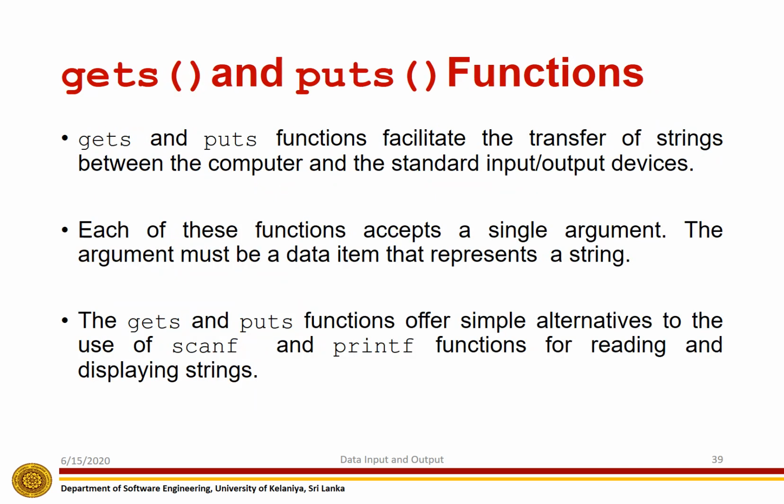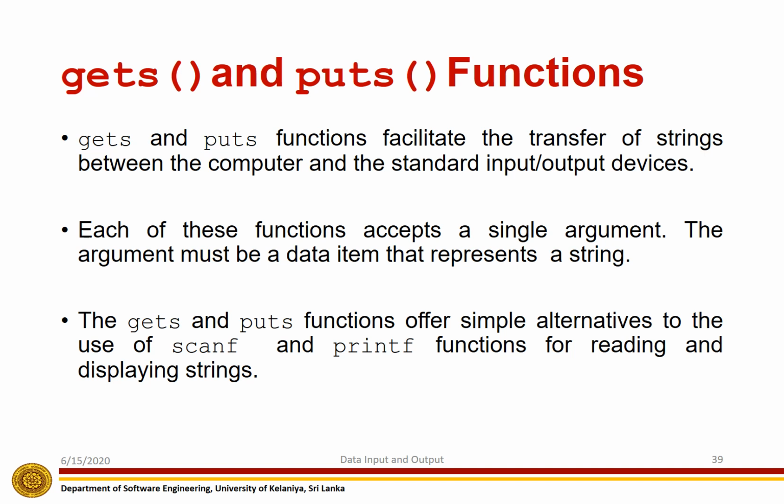Then the last two functions are gets and puts. Gets and puts functions facilitate the transfer of strings between the computer and the standard input and output devices. Each of these functions accepts a single argument. The argument must be a data item that represents a string, that means a character array. The string may include blank space characters. In the case of gets, the string will be entered from the keyboard and will terminate with the newline character. That means the string will end when the user presses the enter key.